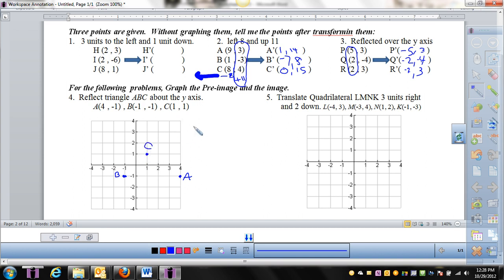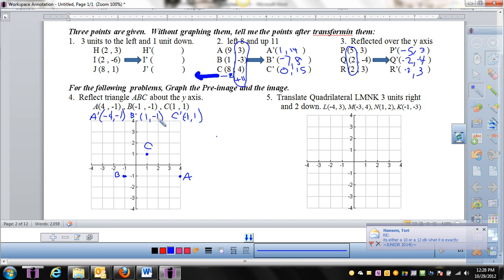Okay. Then what we want to do is we want to reflect A, B, C over the y-axis. So we're going to change the x's. You know what? Instead of doing it over here, I'm just going to do it right underneath. Why not? A prime will become negative 4, negative 1. See how I just changed the x value? And then B prime will be positive 1, negative 1. And C prime will be negative 1, comma 1.